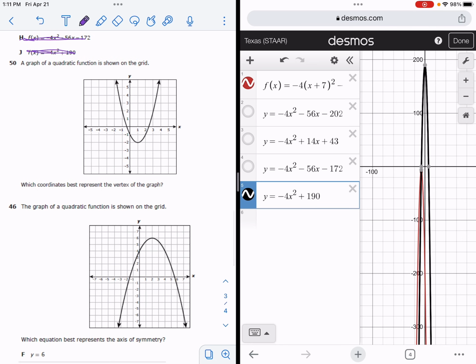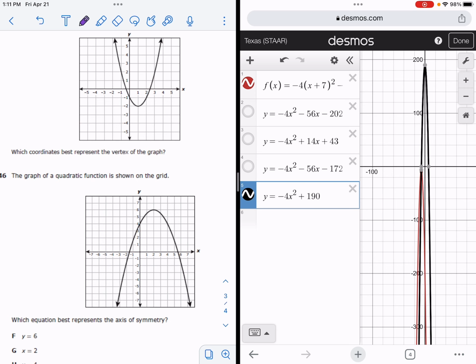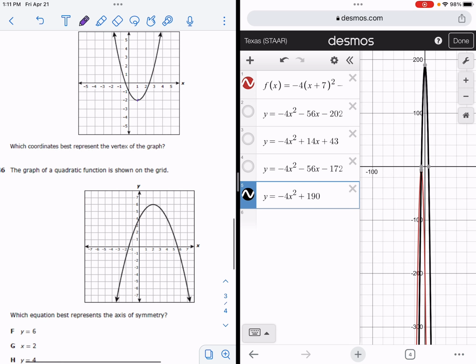Right, a graph of a quadratic function is shown on the grid. Which coordinates best represent the vertex of the graph? The vertex is right in the middle. It's the point right in the center. And so this is the vertex. The coordinates are 1 on the x, -2 on the y. So (1, -2). It's an ordered pair.